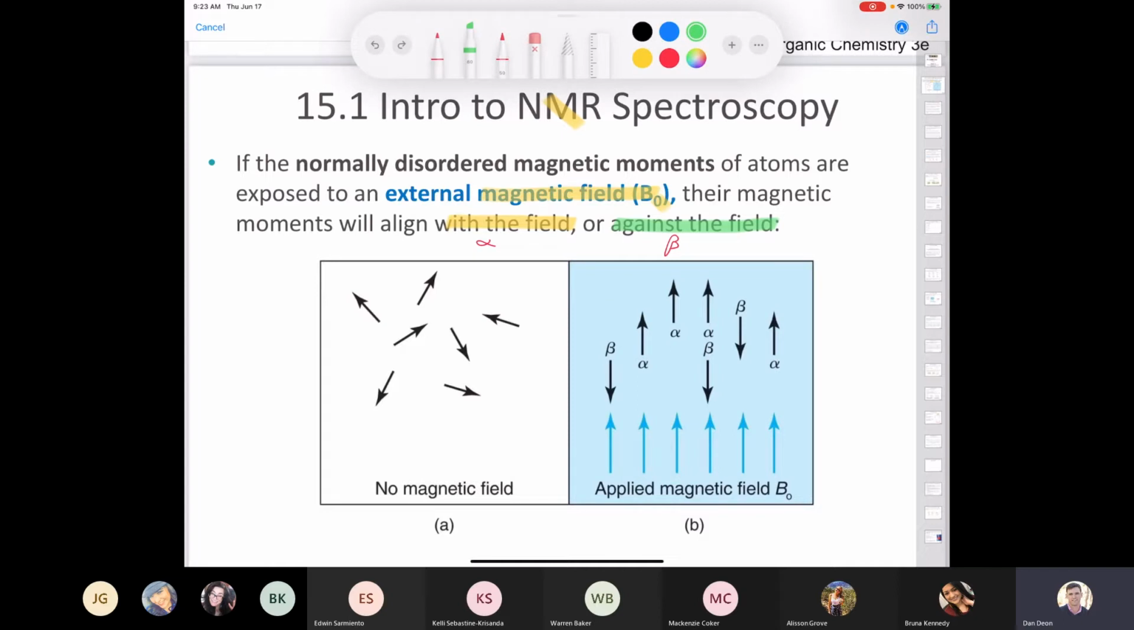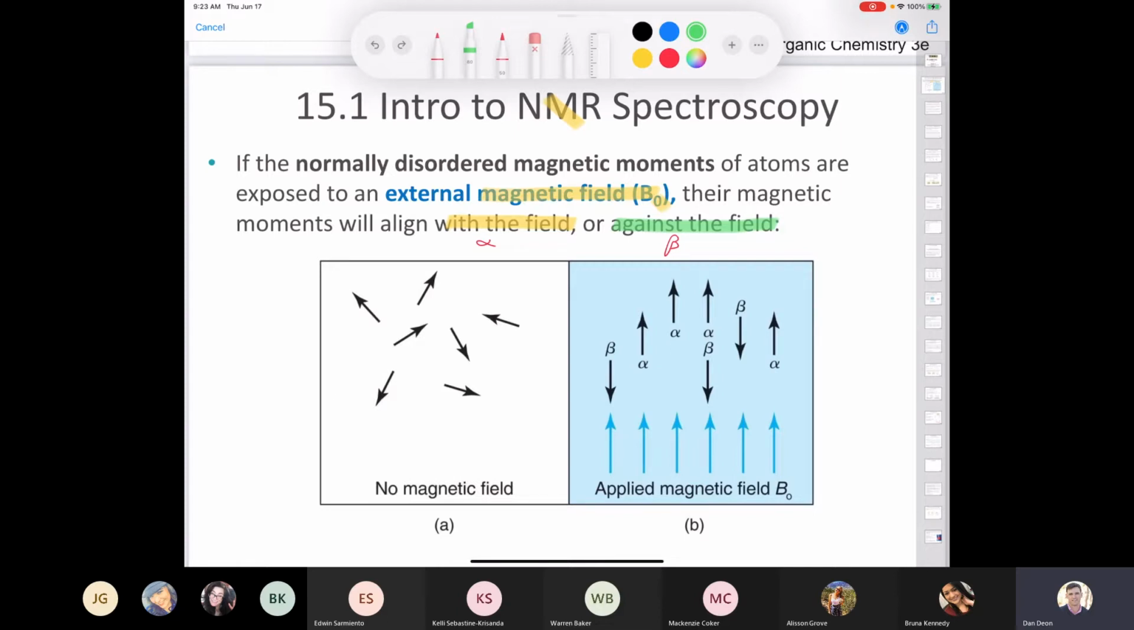We've got nuclei that have an odd number of protons and/or an odd number of neutrons. They possess a property called nuclear spin. It's like a spinning top. What happens when you have a charge? This is charged, isn't it? If it spins around, it creates this little magnetic field called a magnetic moment.